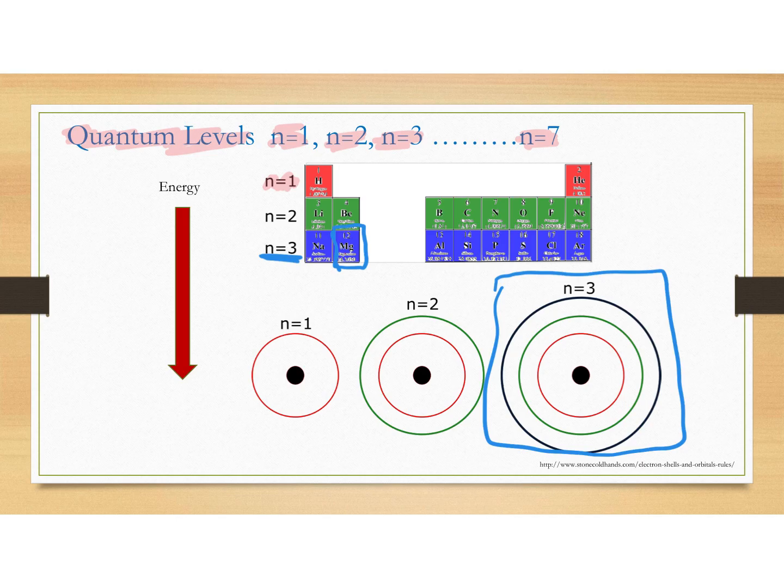Now, what happens to the energy? The energy increases as we go down the periodic table. So in other words, the more electrons we get, the more energy it takes.